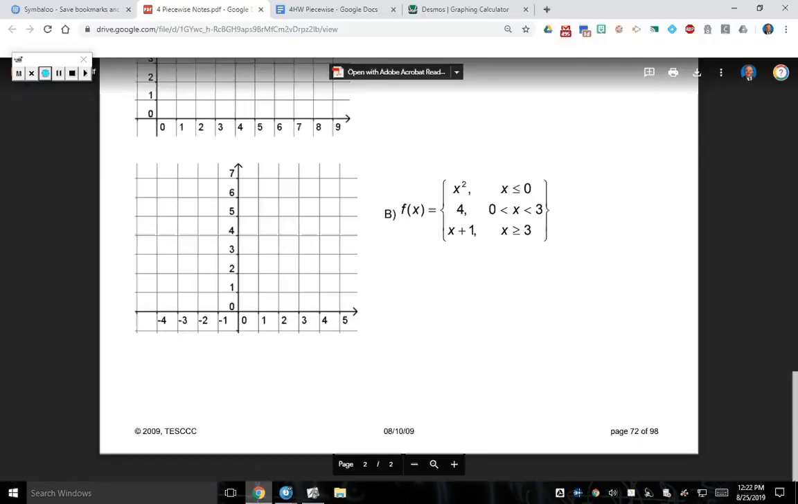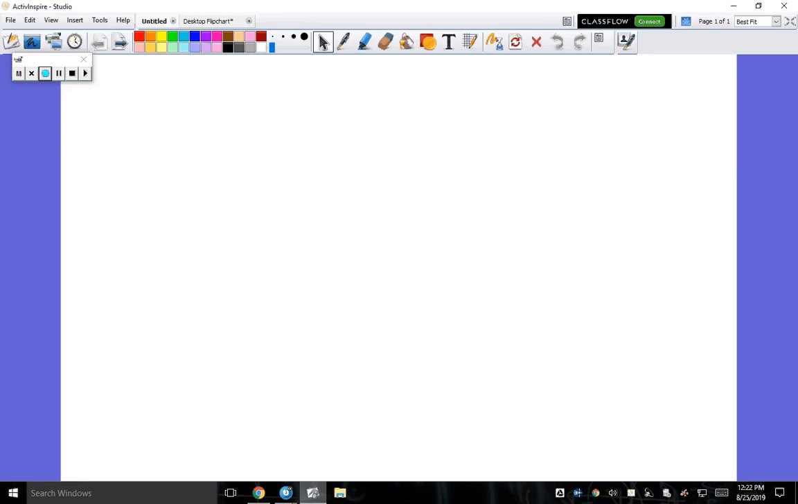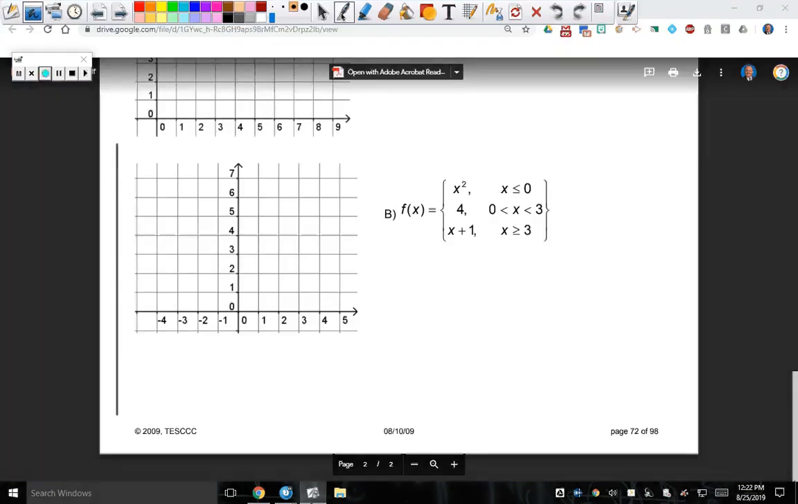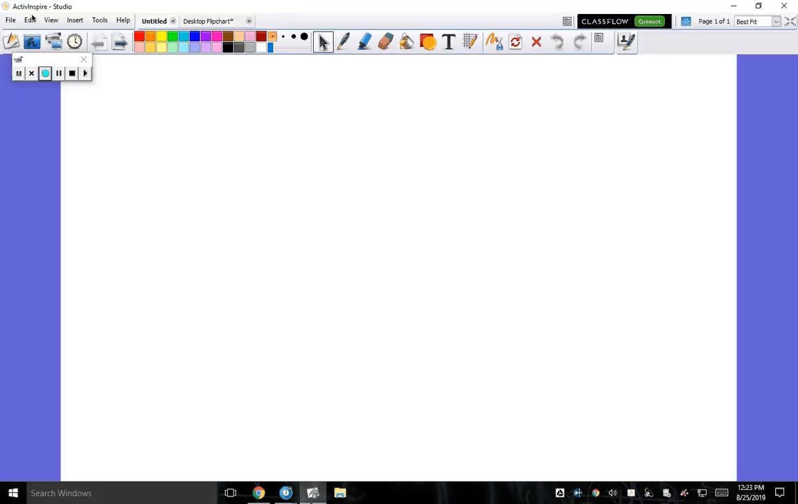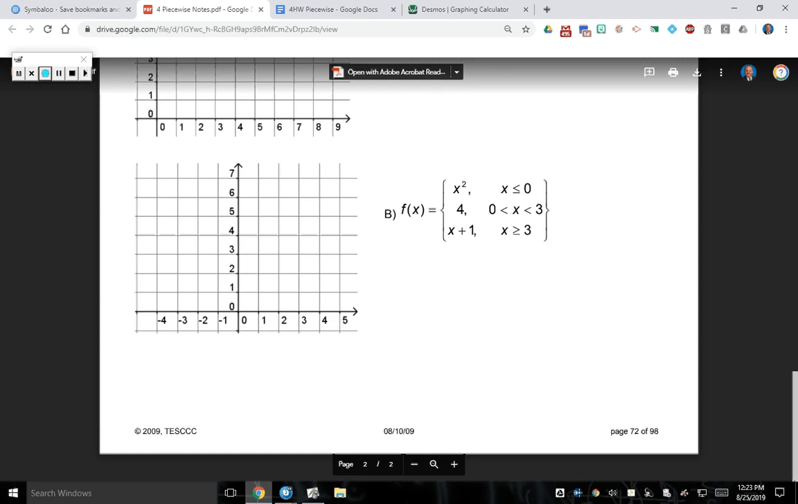So for the sake of time, I'll just quickly go over, one more time, to Desmos, and I will show you how you can input these 3 functions, x squared, 4, and x plus 1, in those domain restrictions. Let me go ahead and write that so that when we go to Desmos, we have x squared, 4, x plus 1, and the restricted domains occur at x is less than or equal to 0, between 0 and 3, not including either one, and then finally x is greater than or equal to 3. Alright, so let's go to Desmos, and I'll say it again.